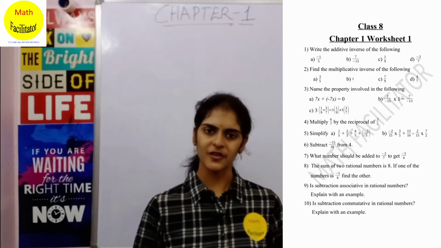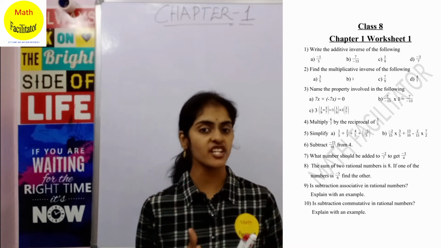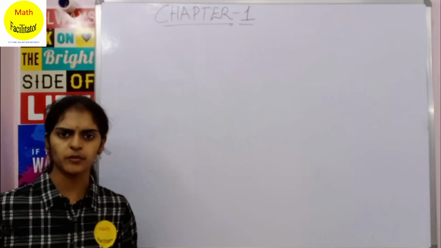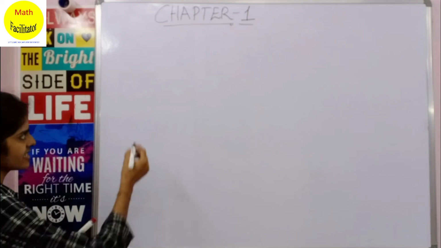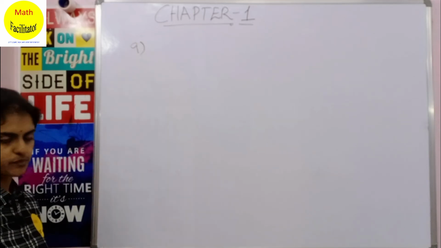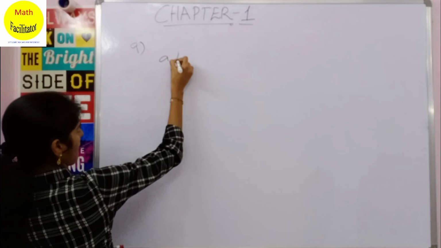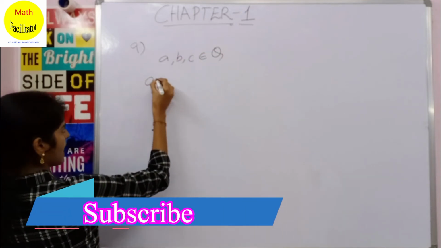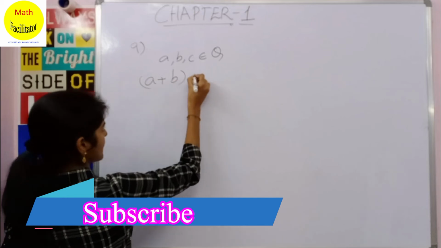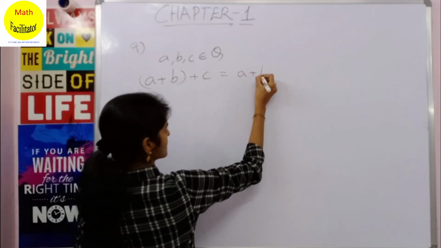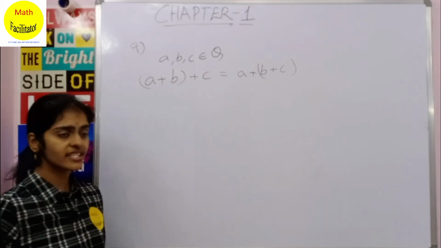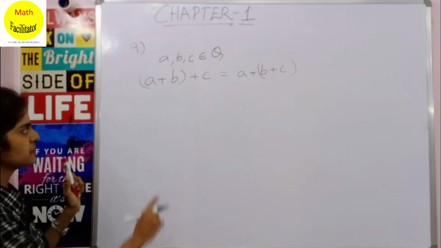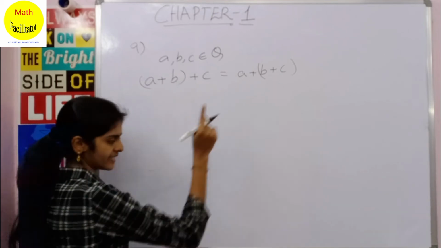Now moving on to our next question, you have to find if subtraction is associative for rational numbers or not, and you have to quote an example also. So firstly let us see what is associative property. Okay, so if a, b, c belong to rational numbers, then (a plus b) plus c is equal to a plus (b plus c). Okay, so this is associative property under addition. You have plus signs here, so this is associative property under addition.